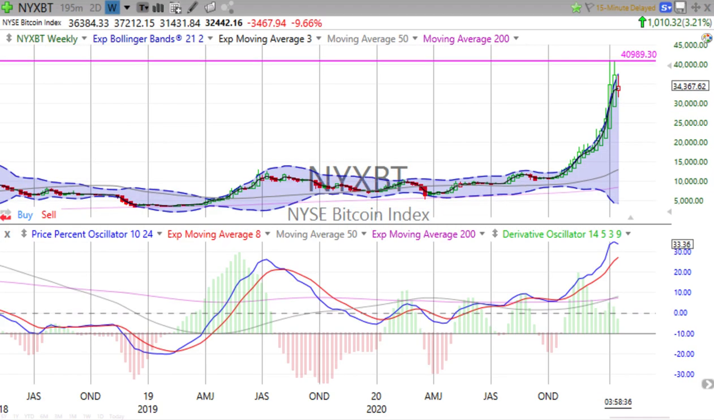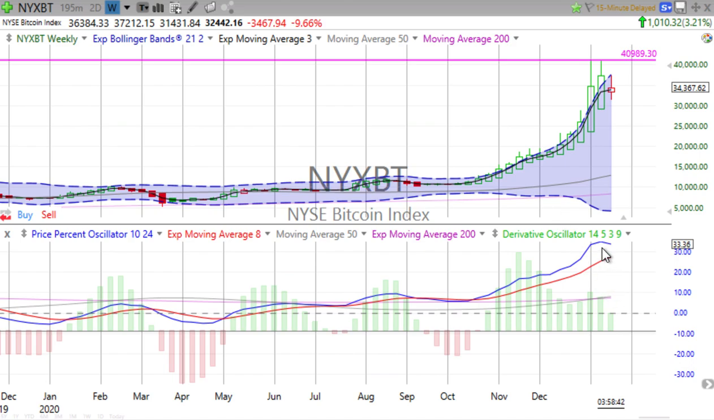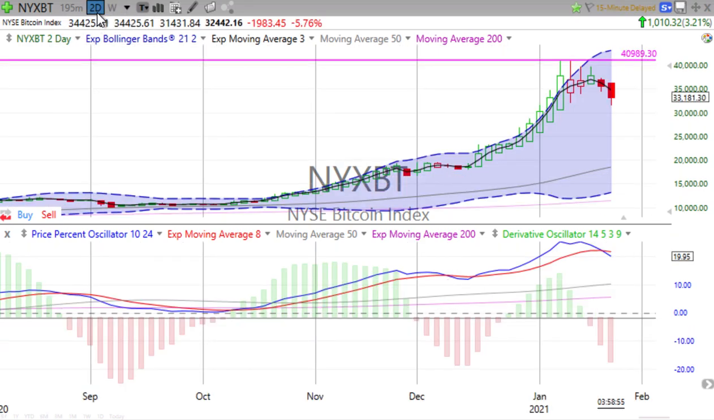What about Bitcoin? Well, Bitcoin up some for the day, 3.21%. What is it looking like though? Still positive, but heading down on the price percent oscillator on that weekly chart. Derivative oscillator after the peak, still heading down. Red open box spinning top, lots of indecision. Look at the 2-day, where is it? Confirmed crossover going down. Means you wouldn't be getting into Bitcoin.